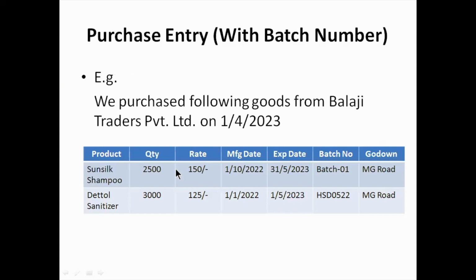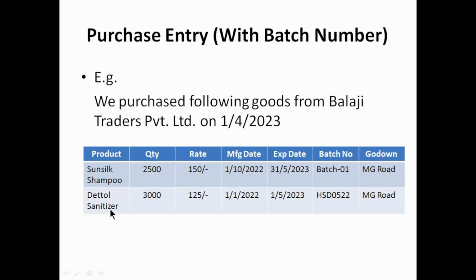we have this purchase entry question. See, we have purchased the following goods from Balaji Traders on 1st of April 2023. The products we purchased are Sunsilk shampoo, quantity purchased 2500 bottles, rate 150 per bottle. The manufacturing date of the product is 1st of October 2022. The expiry date of Sunsilk shampoo is 31st of May 2023. The batch number is batch 01 and we will store these products at MG Road Godown.